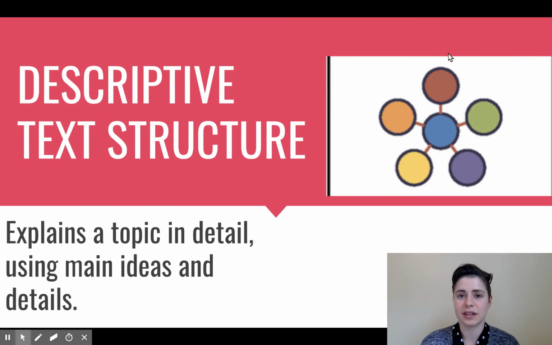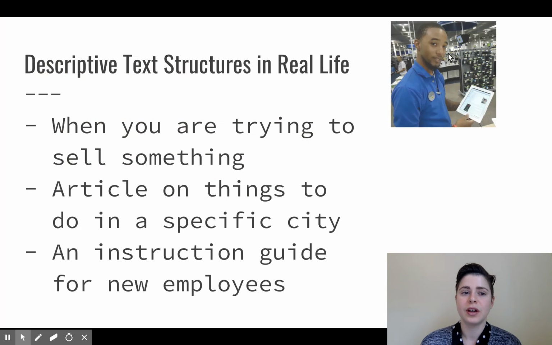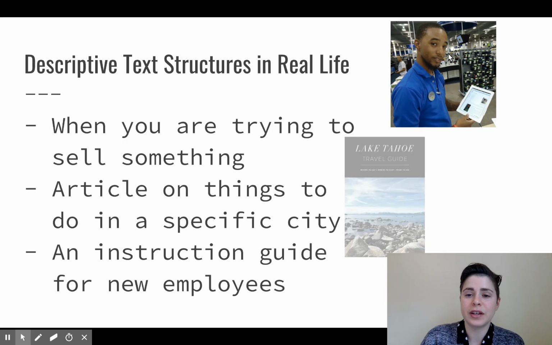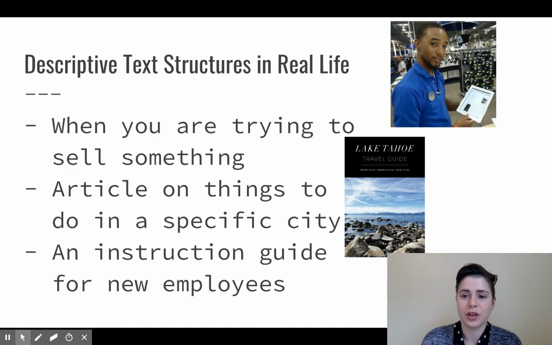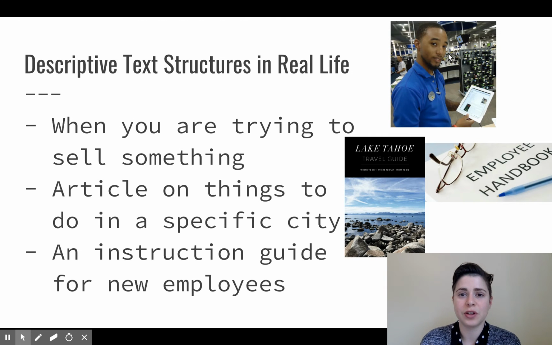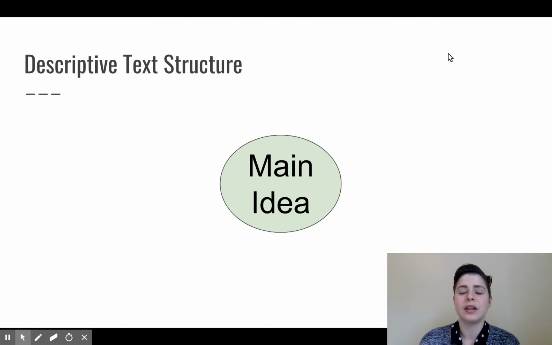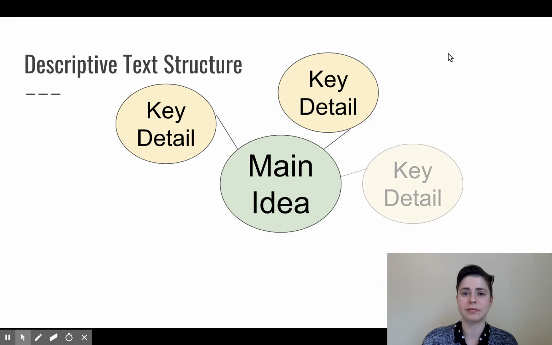main ideas and details. Now, in real life, you use descriptive text structures a lot. You're trying to sell someone something, so you write an article about why that computer is better than this other computer. You write an article on things to do in a specific city in a travel guide. You create an instruction guide for new employees who are working at your company. Descriptive text structure in its most basic form is using a main idea and key details that branch off of that main idea.